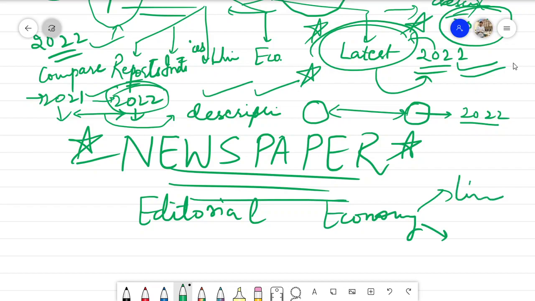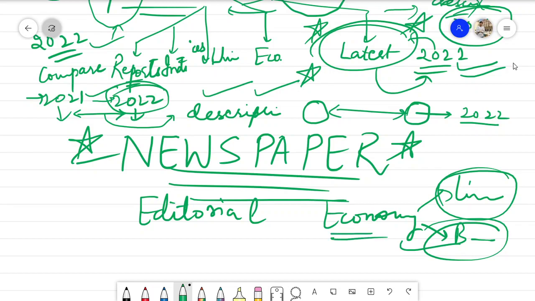One is Live Mint and one is Business Standard. Both of these newspapers have very good economic sections, and you can read them and incorporate them in your answer writing skills as well as in your general awareness section. It is very, very important for you guys to read newspapers daily. Don't skip even a day of it.